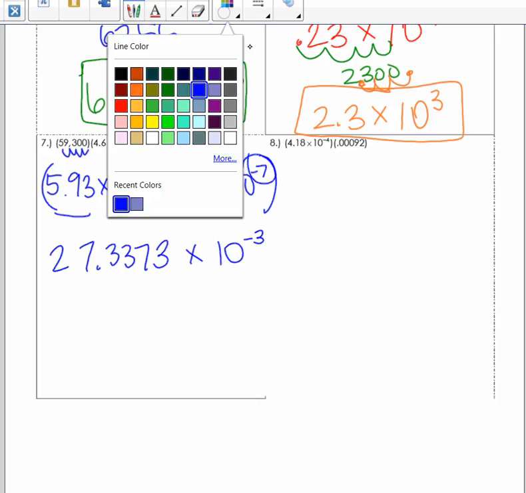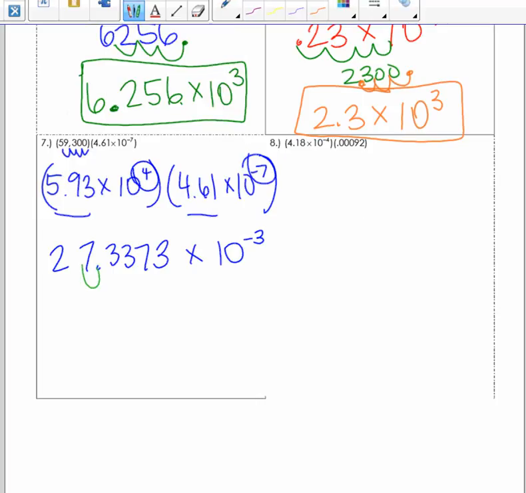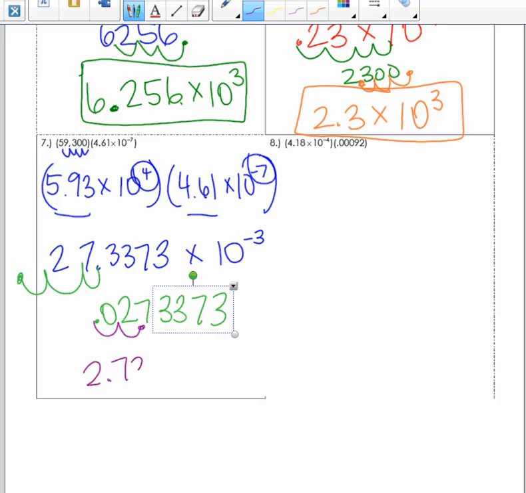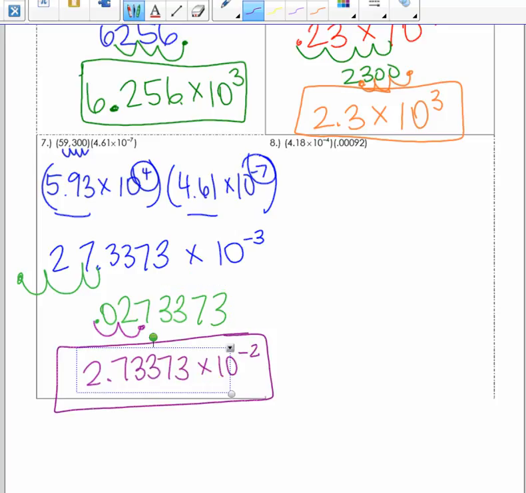Again, we need to fix that. That's not good form. So we're going to move this 1, 2, 3 to the left, and we get 0.02733373. And when you convert it back, we need to move that between the 2 and the 7. So it's 2.73373 times 10 to the negative second. That is your final answer.